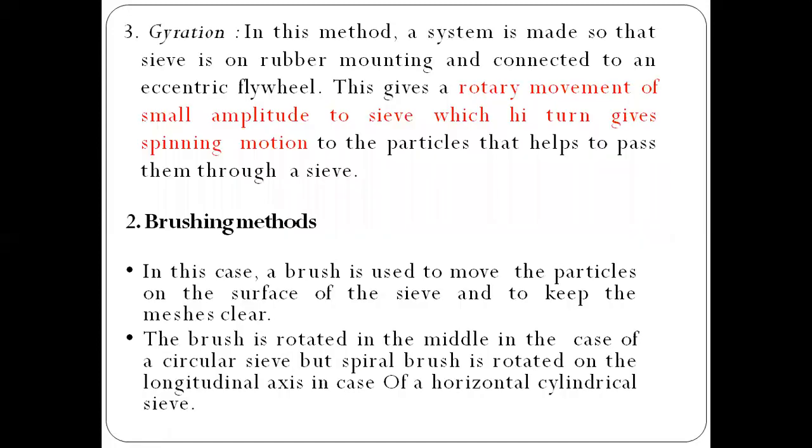In gyration, the system is made so that the sieve is on a rubber mounting and connected to an eccentric flywheel. This gives a rotary movement of small amplitude to the sieves, which gives a spinning motion to the particles and helps to pass them through the sieve. So these are the basic three agitation methods, that is oscillation, vibration and gyration.